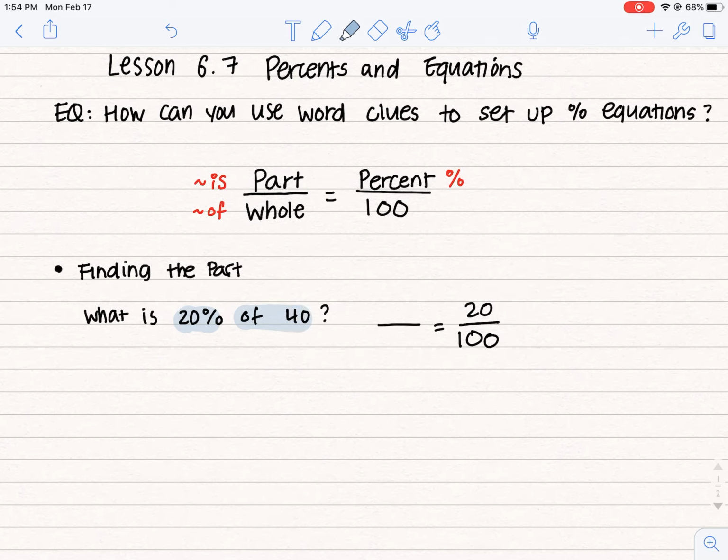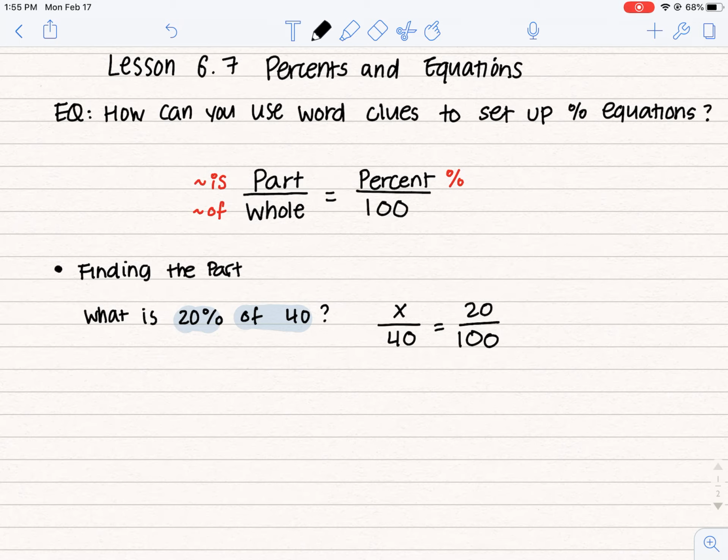And then I also have another word clue: of 40. This gives you a clue that 40 is going to be the total number of something. Total of 40. So you're going to put 40, the whole thing, on the bottom. So what are we missing? We're missing a part. You can either use P for the part or you can use X. I'm just going to put X.